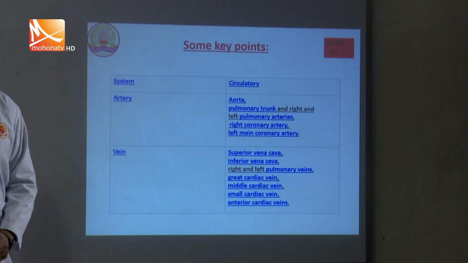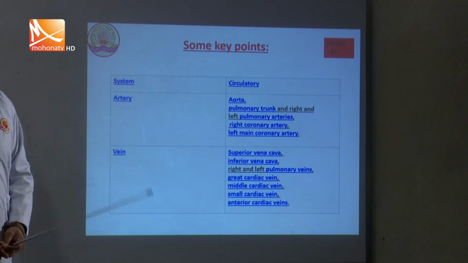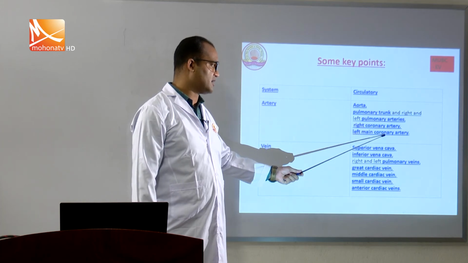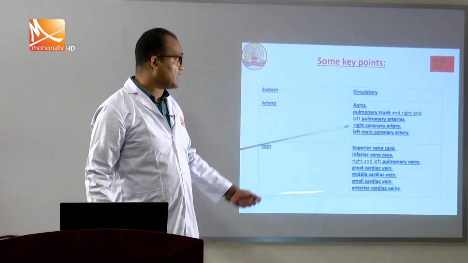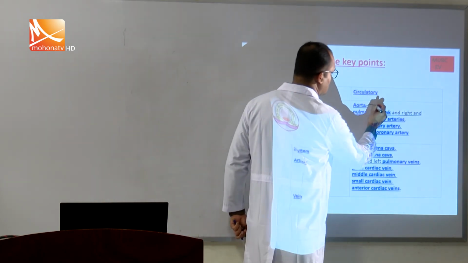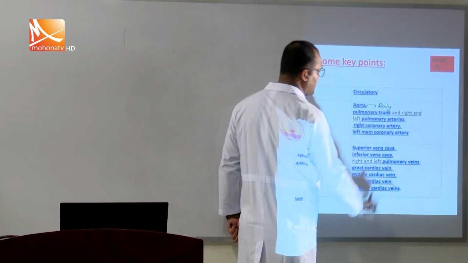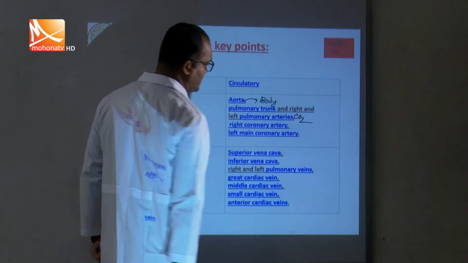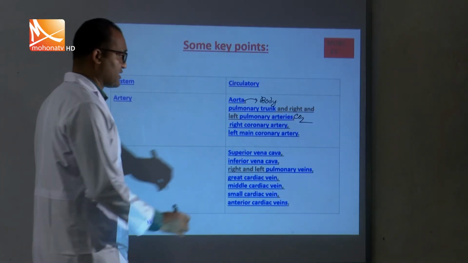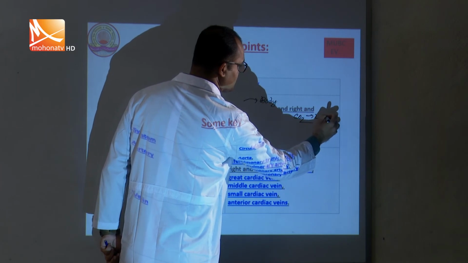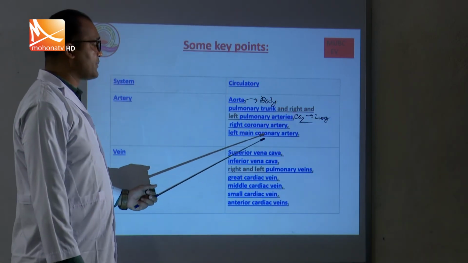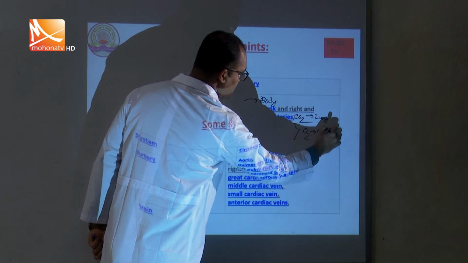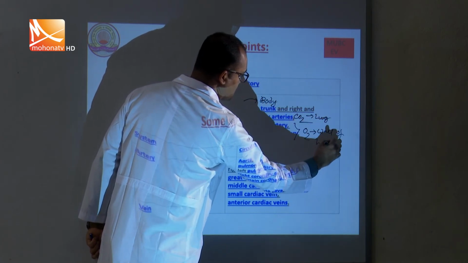Some key points are artery and vein. Arteries include the aorta, pulmonary trunk, pulmonary arteries, right coronary artery and left coronary artery. The aorta pumps the blood into the body, and pulmonary arteries carry the carbon dioxide blood, that means deoxygenated blood, into the lungs. And the right and left coronary arteries carry oxygen into the wall of the heart. Okay?